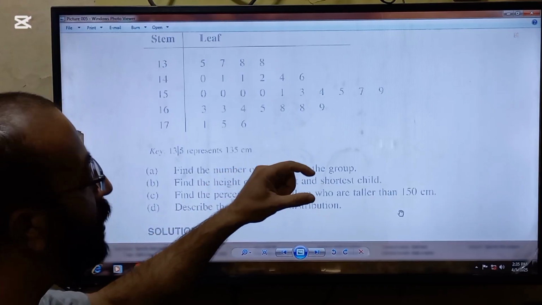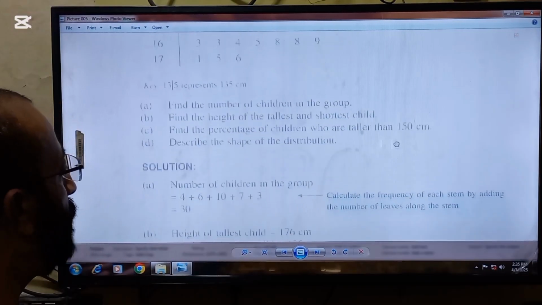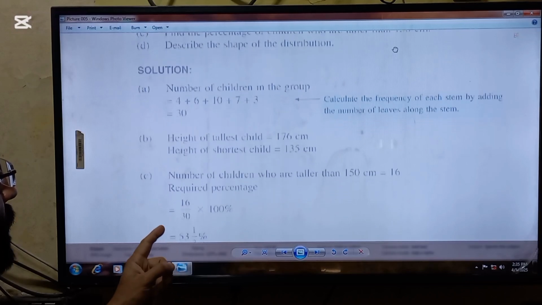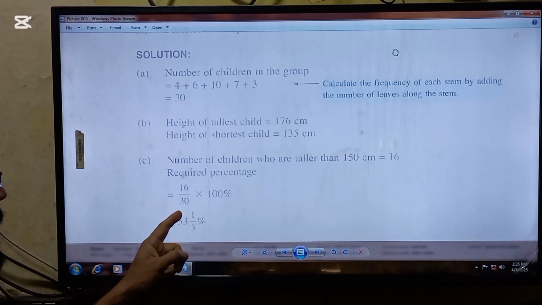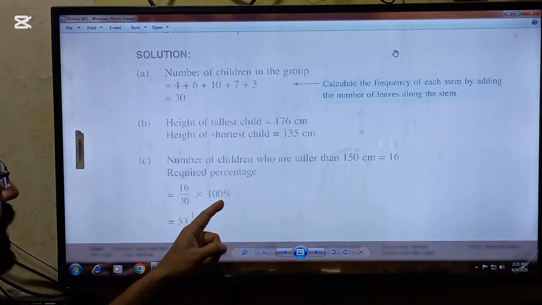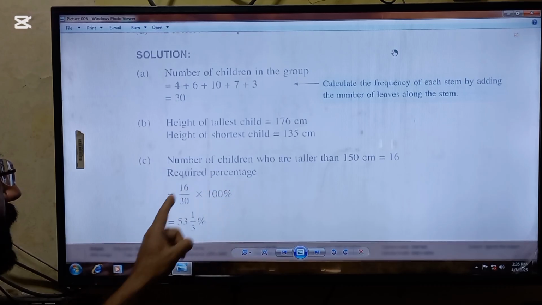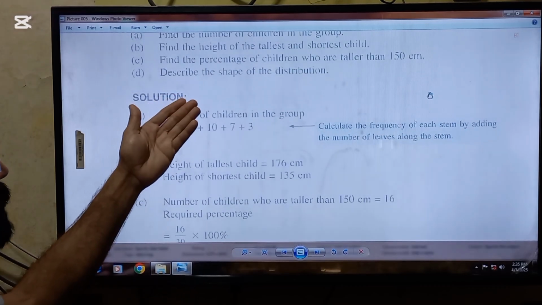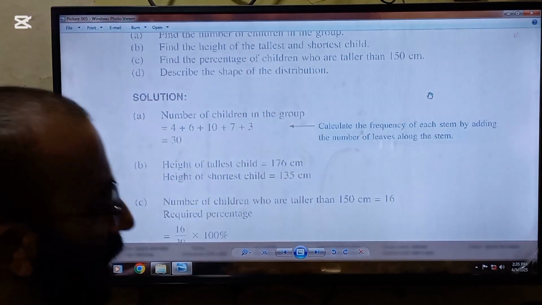So this value, 16, will be placed in the numerator, and the total number of children, that is 30, will be placed in the denominator, multiplied by 100%. Solve it on the calculator and you will get the answer. Next requirement is to describe the shape of the distribution.